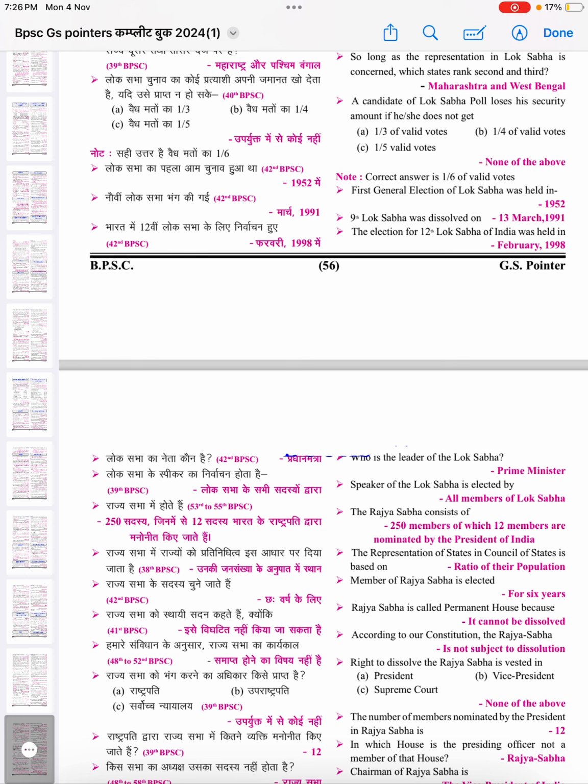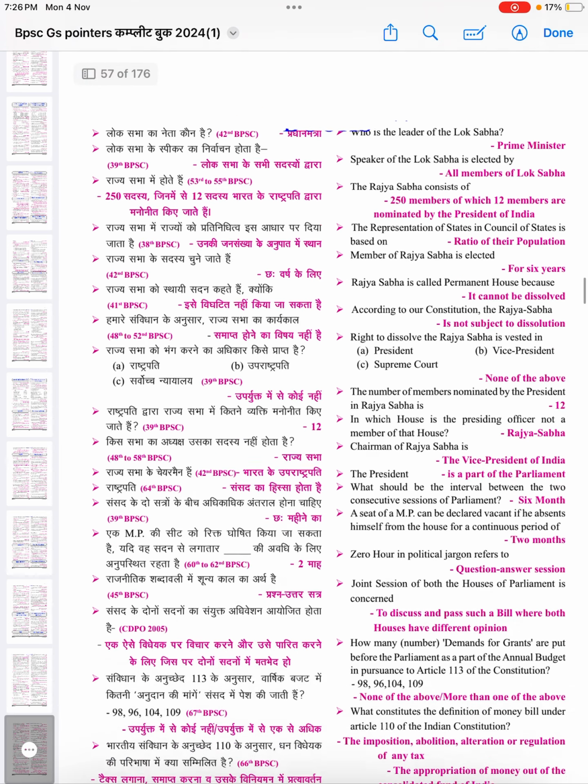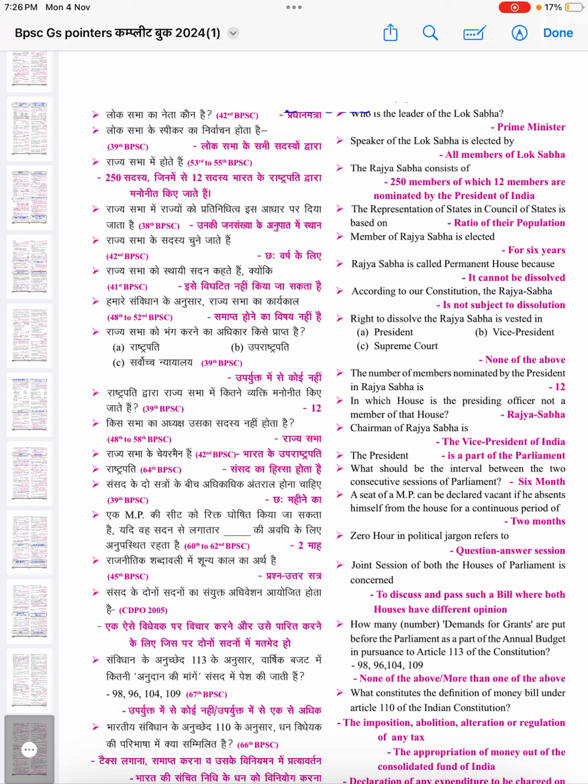The Ninth Lok Sabha was dissolved on 13 March 1991. The election for the 12th Lok Sabha of India was held in February 1998. Who is the leader of the Lok Sabha? Prime Minister. The Speaker of the Lok Sabha is elected by all members of the Lok Sabha.